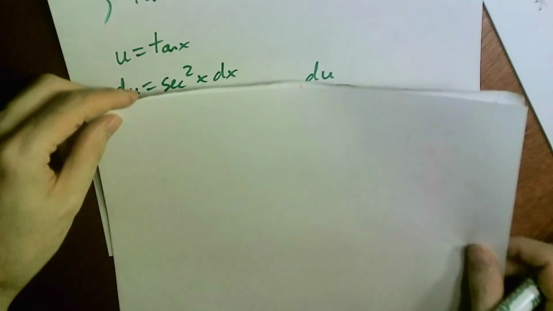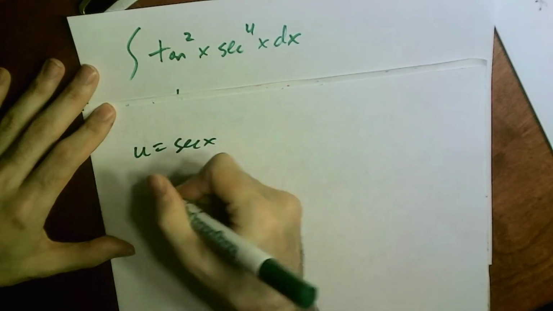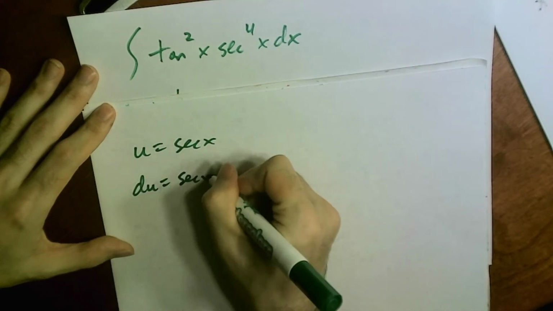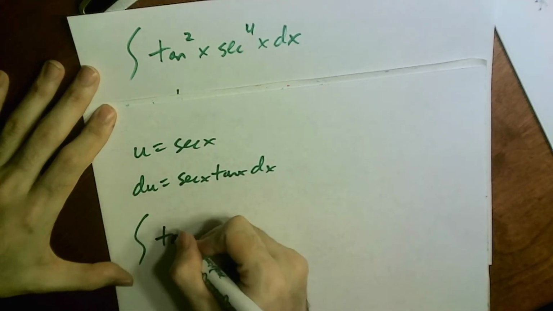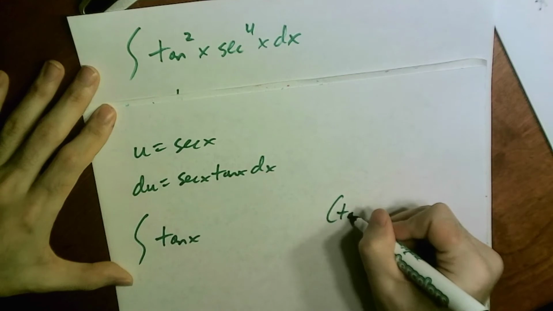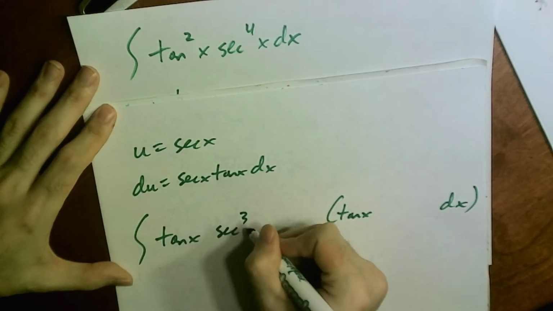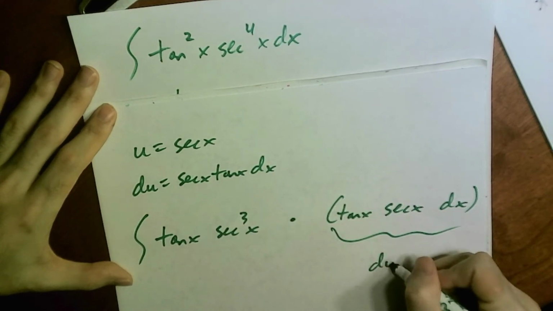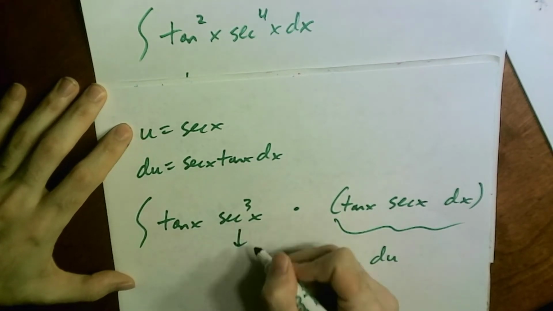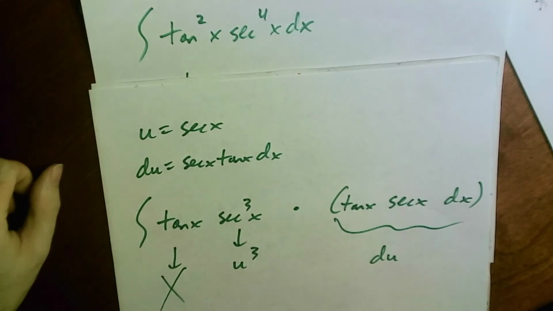We've been trying everything both ways. We should probably do that here too. If u equals secant of x, du would be secant x tangent x. So let's see here. Of my 2 tangents, I'm going to put one of them over with the dx. Of my 4 secants, I'm going to put one of them over with the dx. So I have a du. My secant just becomes u cubed. That's fine, but tangent's no good. Huh.